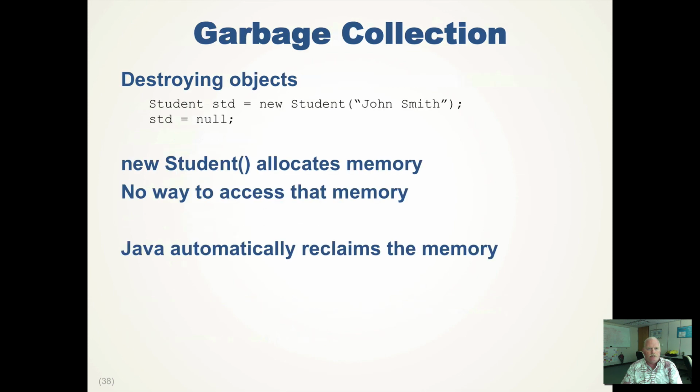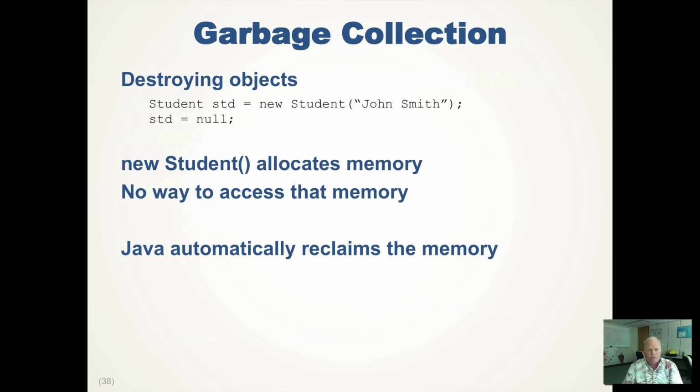So we've created these things. Now, what happens when we get rid of them, or we no longer have any references to them? So we create a new student, John Smith, and we assign it to the variable std. And in the next statement, we say, well, std is now equal to null. Well, that instance of student is still in memory and is on the heap, but you can't refer to it anymore. There's no way to access it. No one points to it. It's out there, and it's just wasting memory.